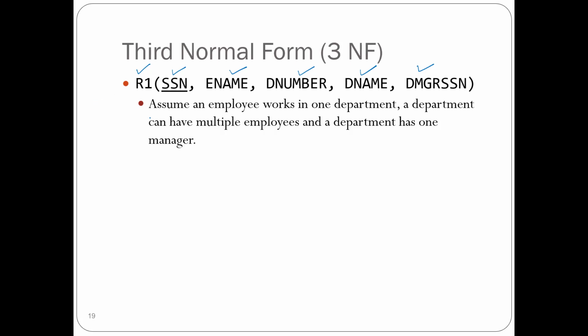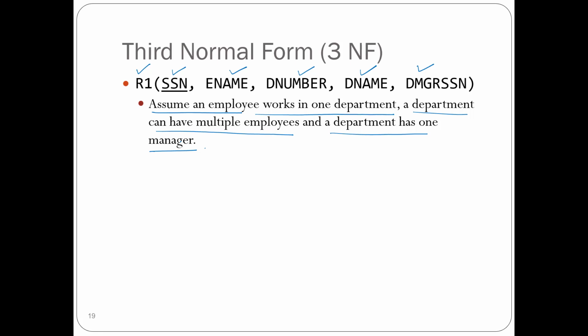But anyway, for this R1, we are making some assumptions. What are the assumptions? Assume an employee works in one department. A department can have multiple employees, and a department has one manager. Good. So here we have social security number SSN, ename, dnumber, dname, and dmgr_ssn. DMGR SSN is the social security number of the manager of the department. Good. So what we will have to do is see whether we have a transitive functional dependency or not.